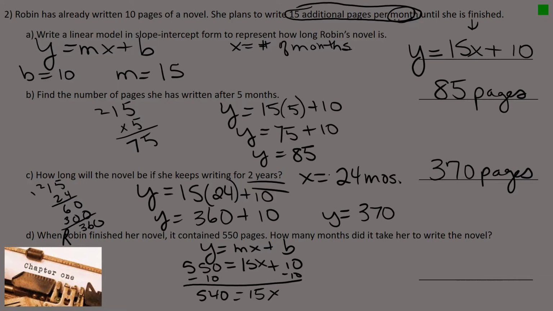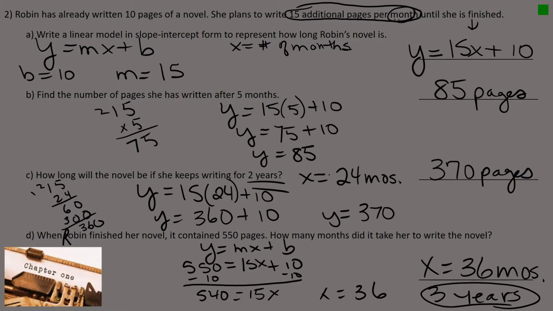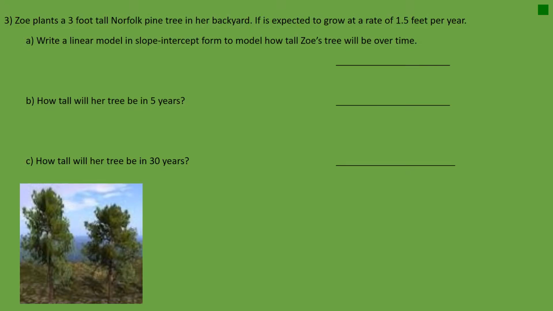And I get 36. So I get X equals 36. So it's going to take her 3 years, because 12 months is in 1 year and it's 36 months. So it's going to take her 3 years to write the novel. Wow, that's dedication. All right, moving on to number 3.